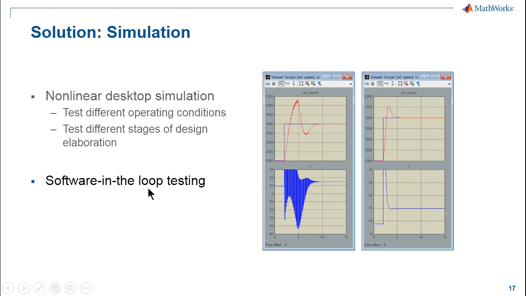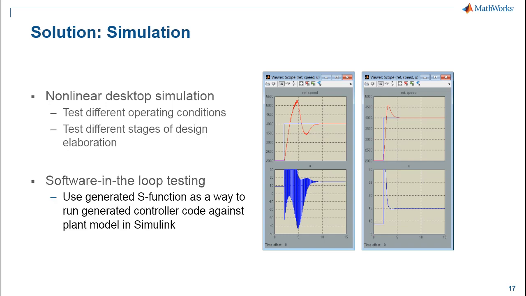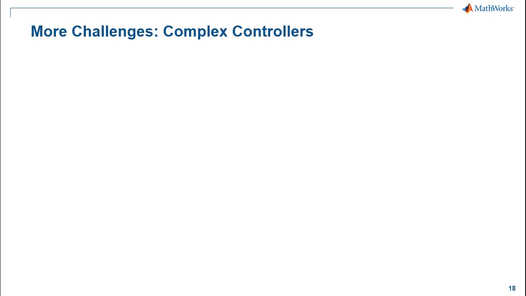This lets you run the C code that you generate from the block against the plant model in Simulink and verify that the code that you generated gives you exactly the same results as the PID controller block that you designed in Simulink. Again, there are other webinars showing how to do that.